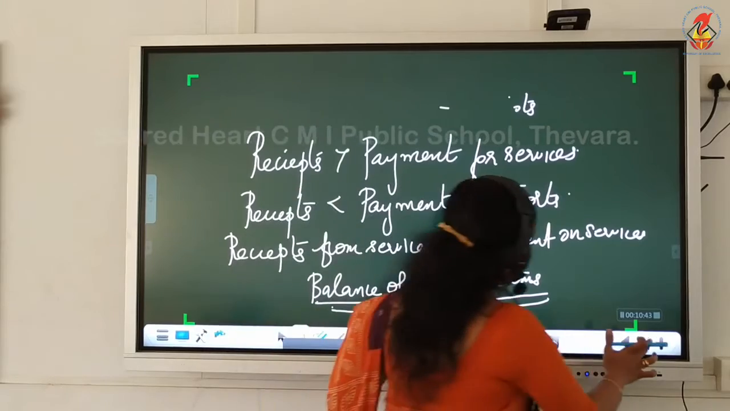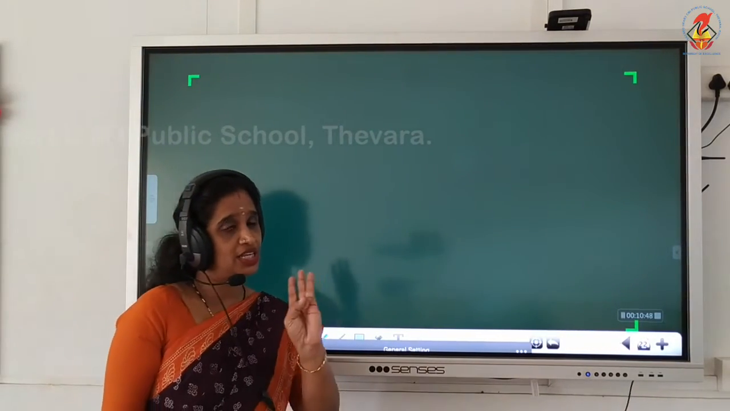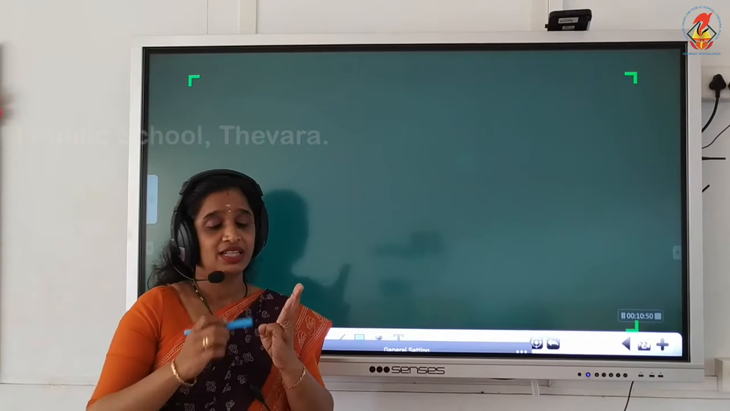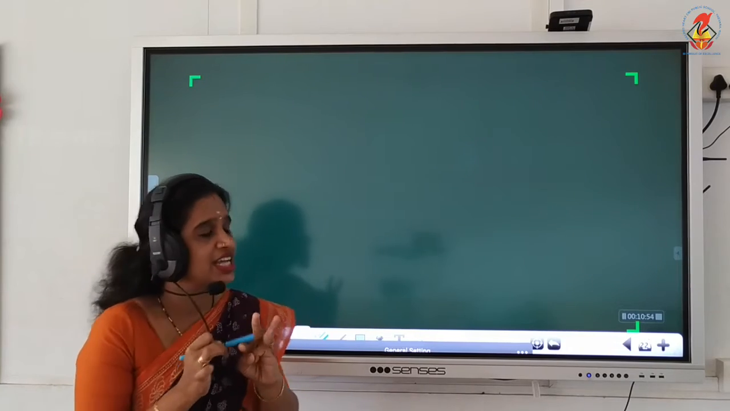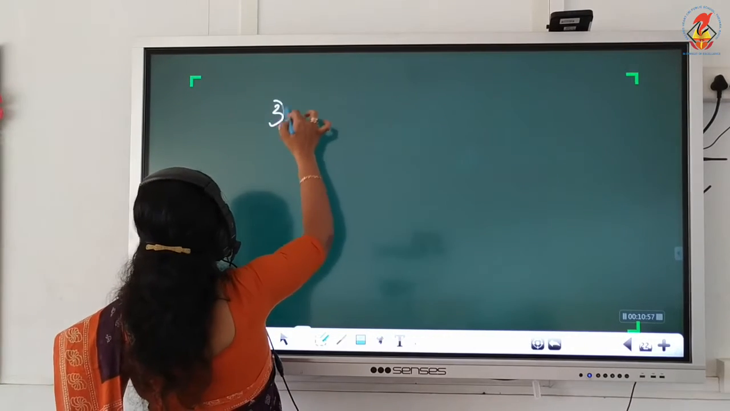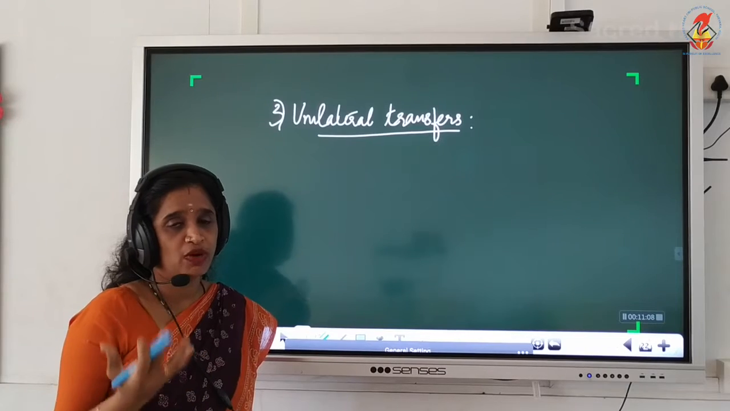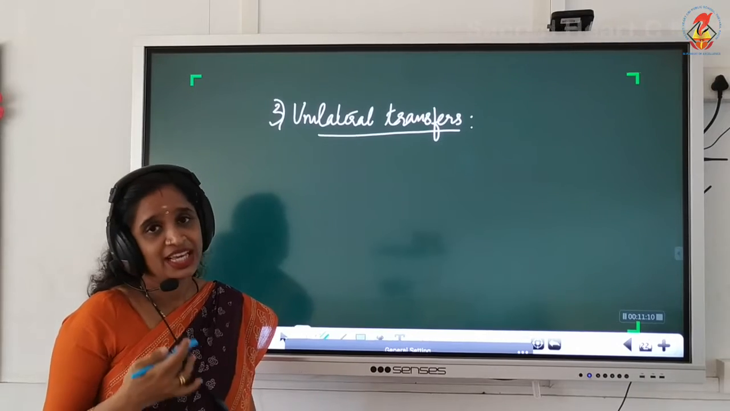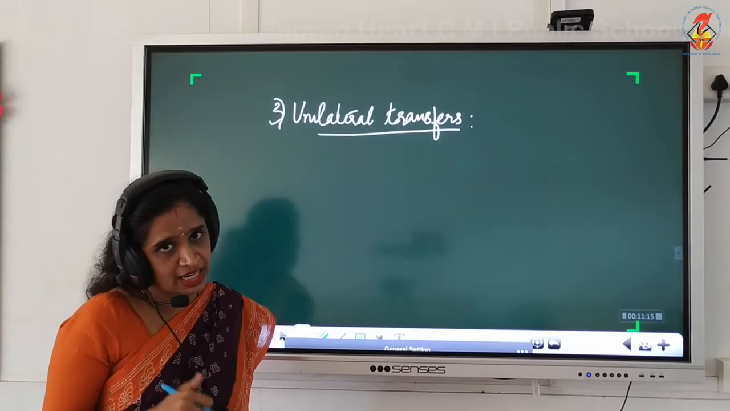Next, we will move on to the next component of the current account. I told you there are three components in the current account. They are visible items, invisible items, and unilateral transfers. Next is unilateral transfers. Here I told you we won't be saying export and import of unilateral transfers. Instead of that, we will be saying it as receipts and payment of unilateral transfers.